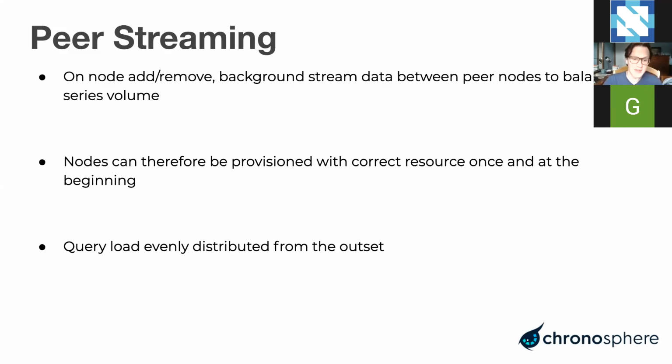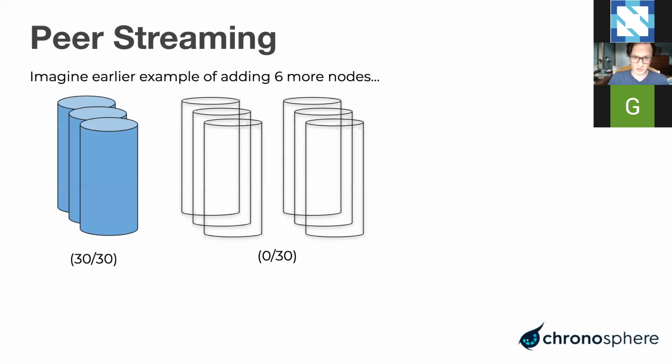And so obviously the benefits of this are that when we're provisioning or adding these new nodes, right at the outset, we can provision them to have the correct, efficient amount of necessary resources. And then as soon as the streaming has completed, the query load is immediately even, whereas before it would be a 30-day period where it's very lopsided. So let's walk through this example again of adding 6 nodes to a cluster.